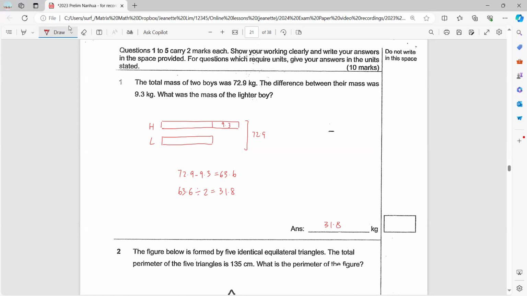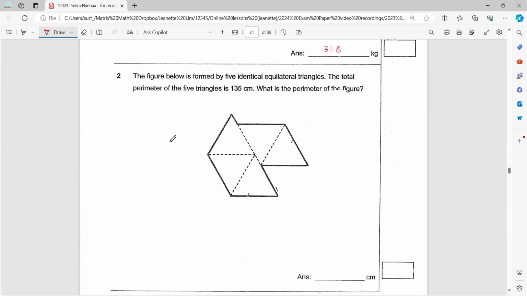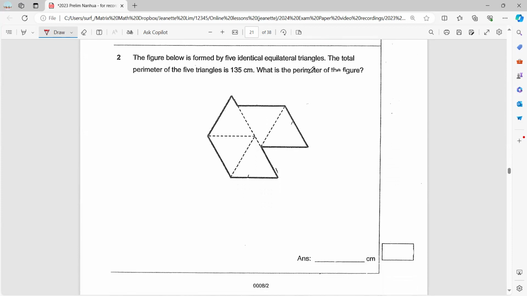Okay, then now let's look at question 2. Question 2, figure is formed by 5 identical equilateral triangles. Sorry, the total perimeter of the 5 triangles is 135 cm. What is the perimeter of the figure? So 135 is not the perimeter of this figure, but the perimeter of 5 separate triangles.